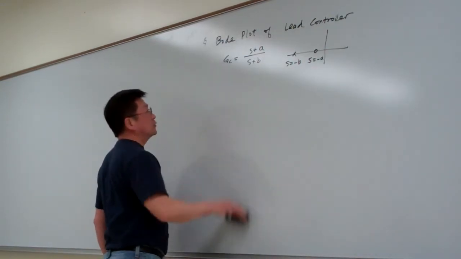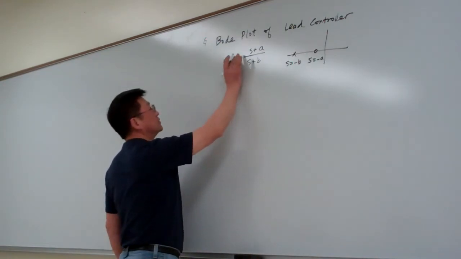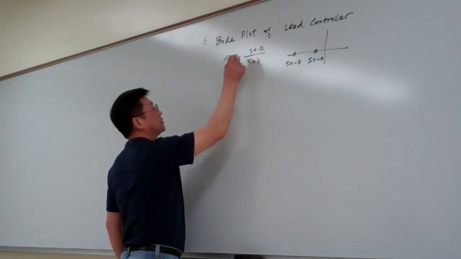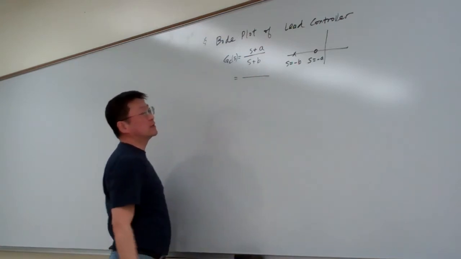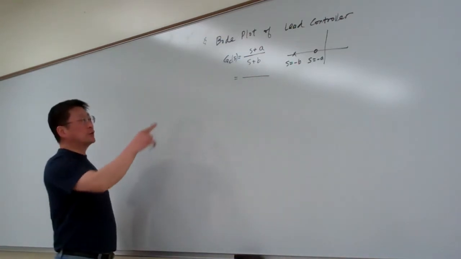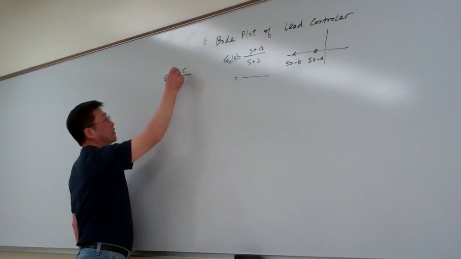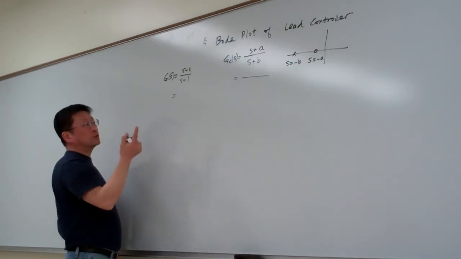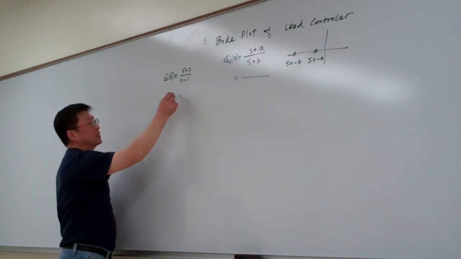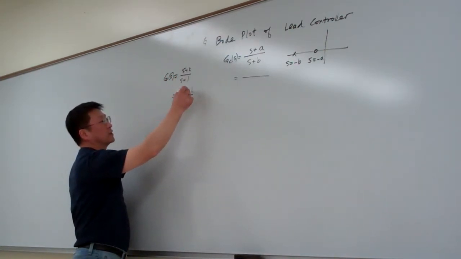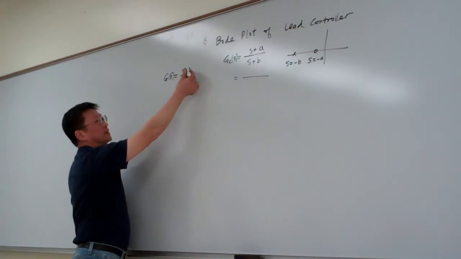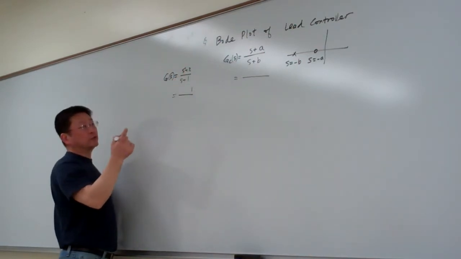Let me rearrange this one a little bit. So GC of S will be equal to... usually for drawing these kinds of functions, for example, G equal to S plus 2 over S plus 1, a good exercise is to have the constant term scaled to 1.